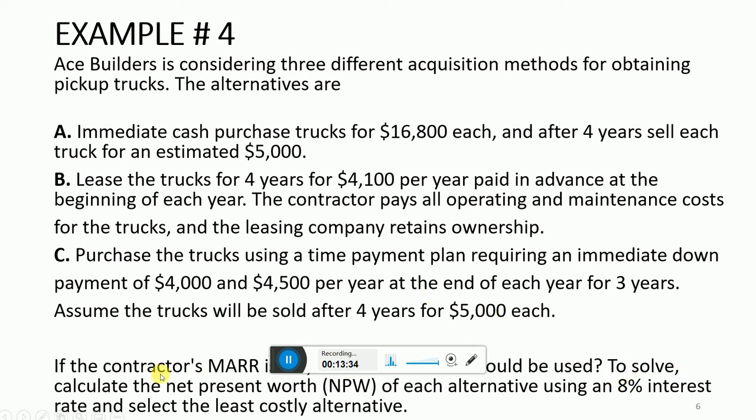So we calculate the net present worth of each alternative using an 8% interest rate and select the least costly alternative. For all these cases, we have to find the net present worth using the 8% interest rate, which is the minimum attractive rate of return. I hope you have understood the question. Now let's move towards its solution.